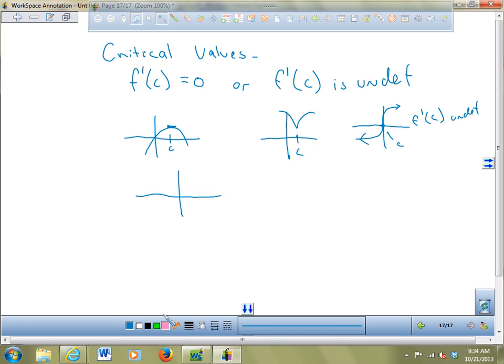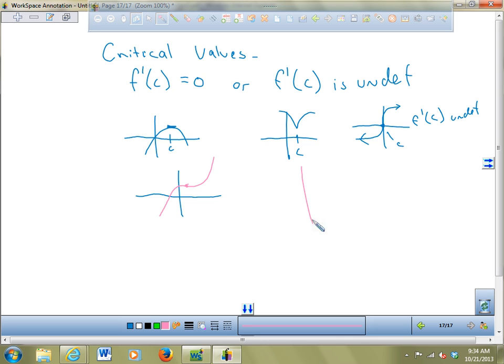What do you think? Watch, if I have something that looks like this, the derivative appears to be 0 right there, right? But I don't have a maximum or minimum. So you have to check what's happening to the right and the left at that point to see whether you have a maximum or a minimum. Good.